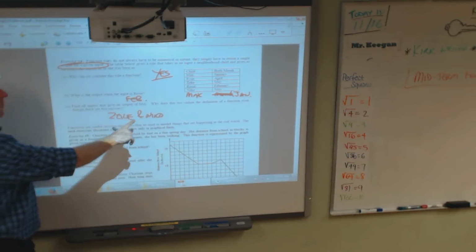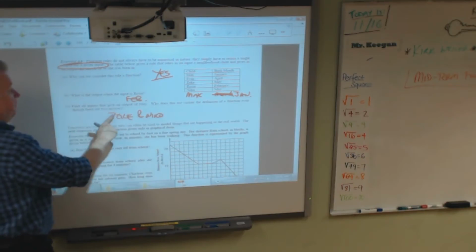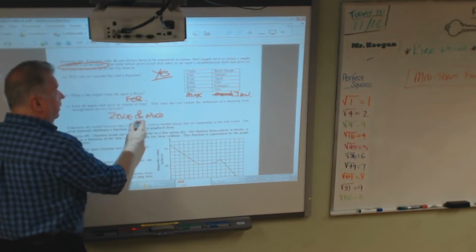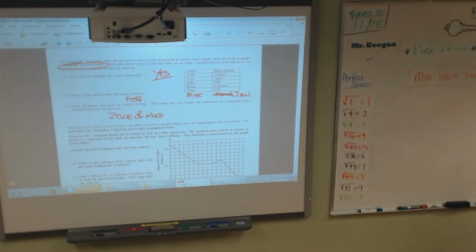Now it says, why does this not violate the definition of a function even though there are two answers? This is where it gets just a tiny, tiny bit tricky.